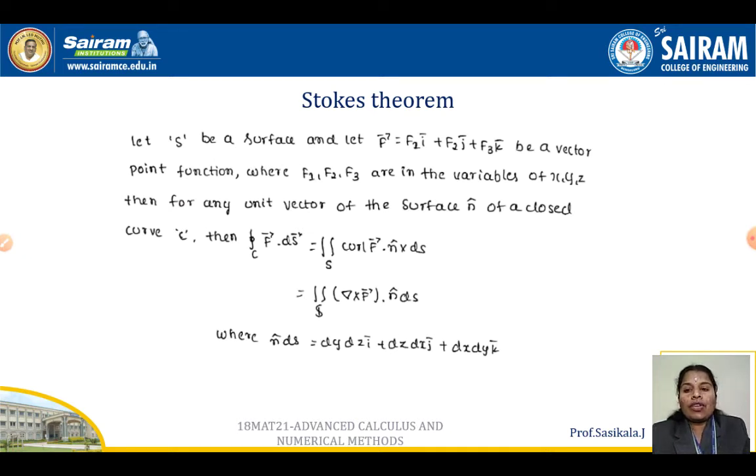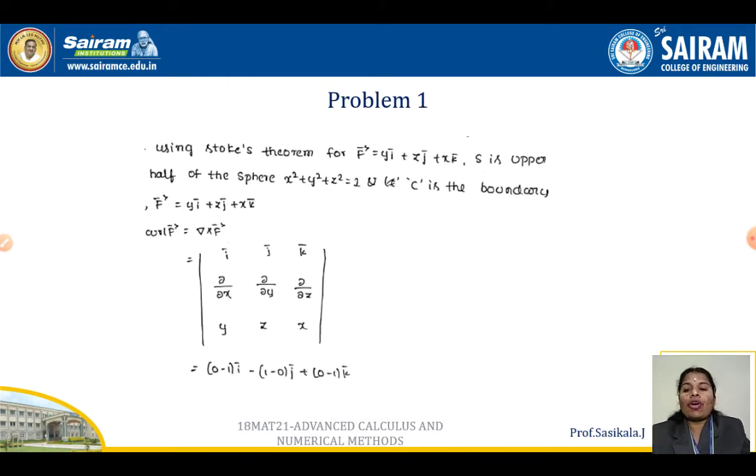So what is that? When you have S as a surface and you have a vector point function, then for any unit normal vector n cap of the surface bounded by a closed curve, we can express the closed curve integral of F vector dot dS vector as a double integral over the surface. Okay, so we'll go with the example problem.